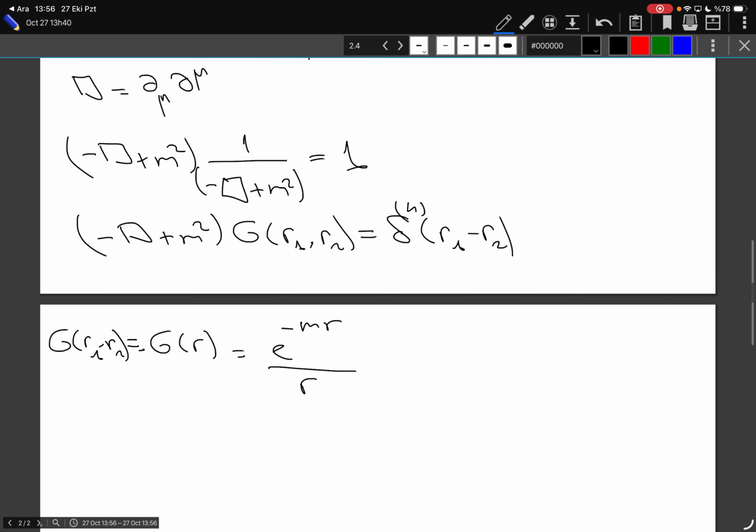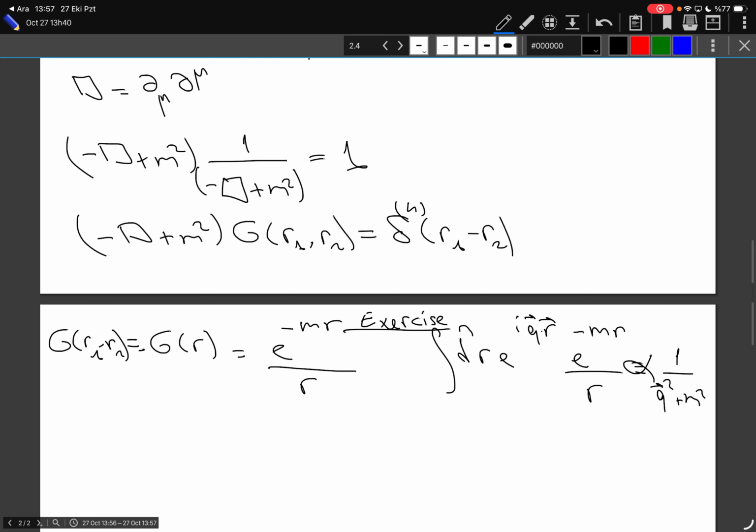Well, I took a couple of steps. First of all, I looked at the three-dimensional case. I just set P0 equal to 0. And then Fourier transforming gives me the potential. You see the Fourier transform of d cubed r e to the power i q r. Do you know how to calculate this Fourier transform? Try it.